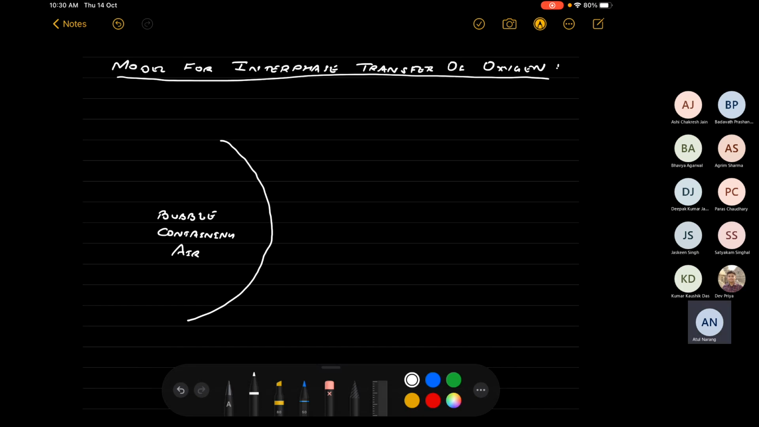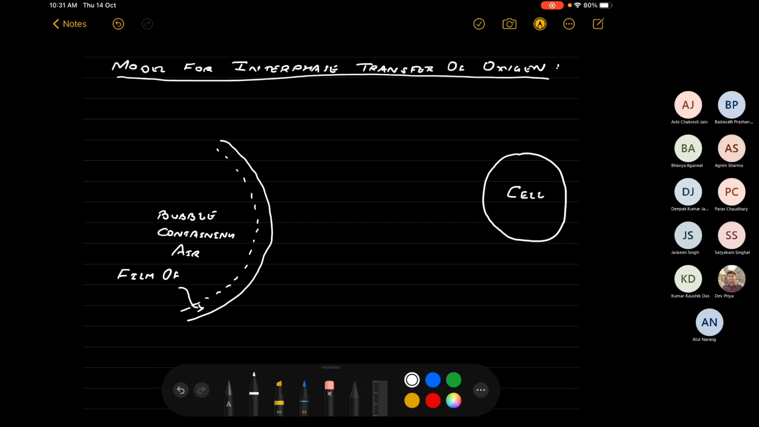And at the other end is, let's say, a cell. And as I told you, the oxygen is moving from the bubble to the cell where it is being consumed. So now, one model of what is going on is the following: inside the bubble, there is a thin film of air. This thin film is essentially stationary with respect to the bubble. There is no relative motion between this thin film and the bubble. It is literally moving with the bubble.